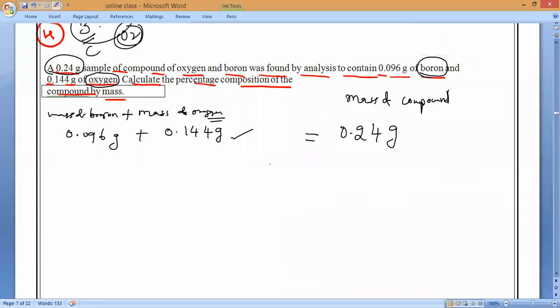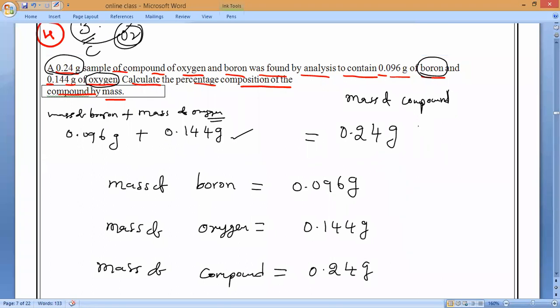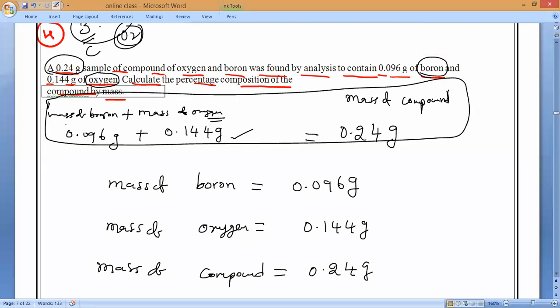Now write neatly. Mass of boron is equal to 0.096 grams. Next, mass of oxygen is 0.144 grams. Next, mass of compound is 0.24 grams. So it is satisfying the law also. What is the law it is satisfying? Check it, everybody. Mass remains constant before the reaction and after the reaction. What is the law?